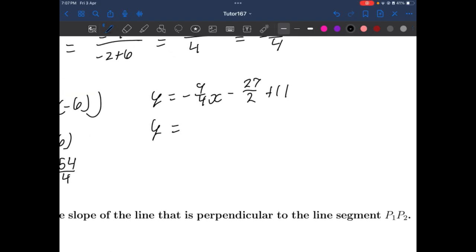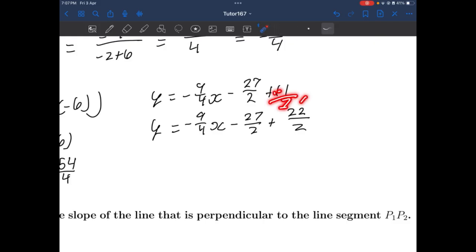You could just put this in a calculator to add these two, or you could just convert 11 to a fraction. That'll be negative 9 over 4 x minus 27 over 2 plus 22 over 2. We multiply the numerator and the denominator by 2, and you get 22 over 2. And then this would be y is equal to negative 9 over 4 x minus 5 over 2.